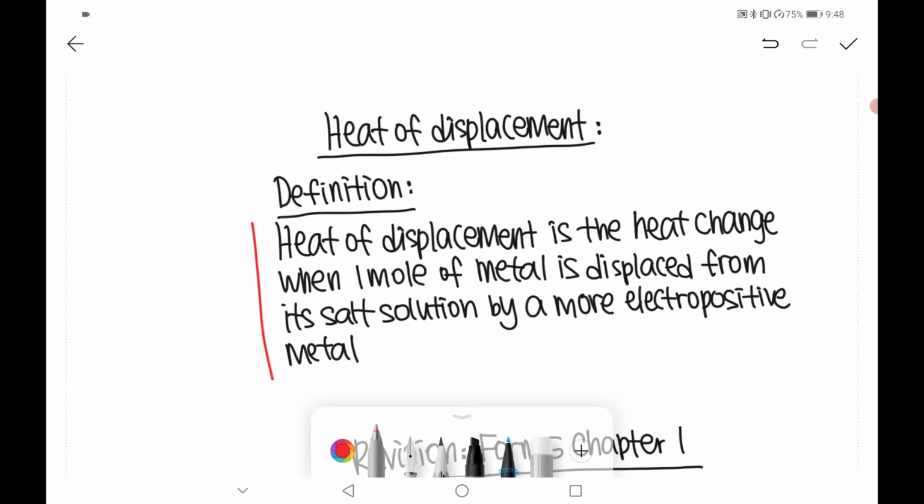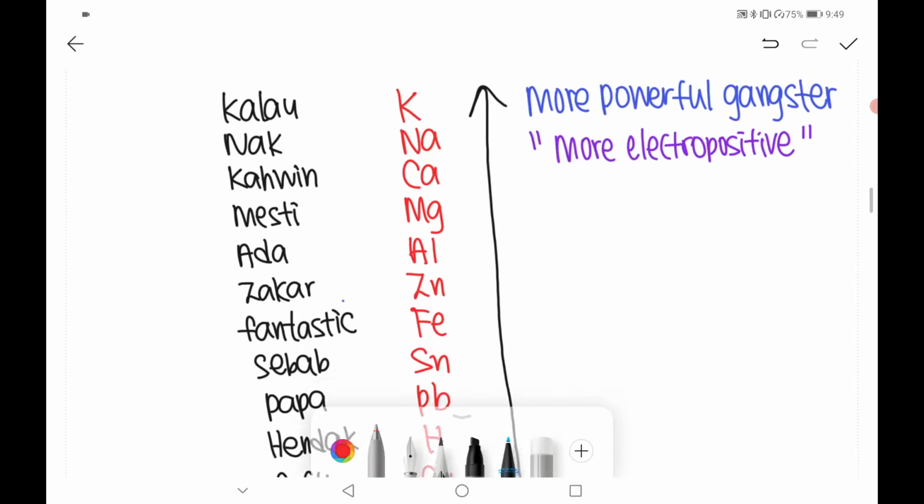Do you need to memorize this definition? Yes, you need to memorize this definition. This is a very common and very popular question in your SPM. In SPM, they love to ask you the definition for the heat of displacement. All right, so now let's go on.